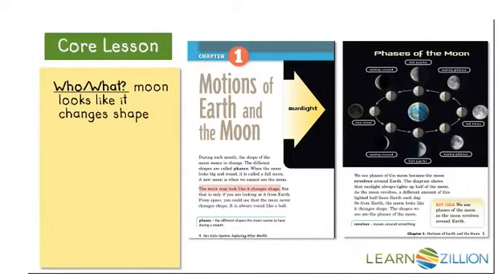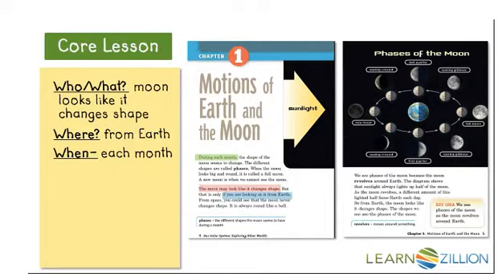Where do we see the phases of the moon? The text tells us we see them from Earth. Now, when do we see the phases of the moon? The text tells us the moon seems to change shape each month.